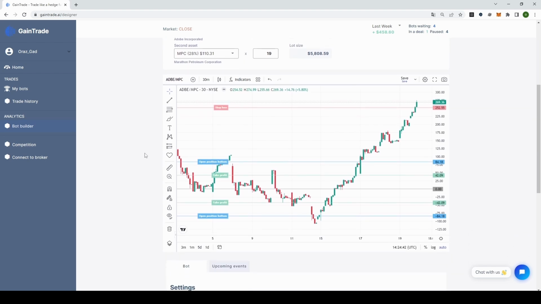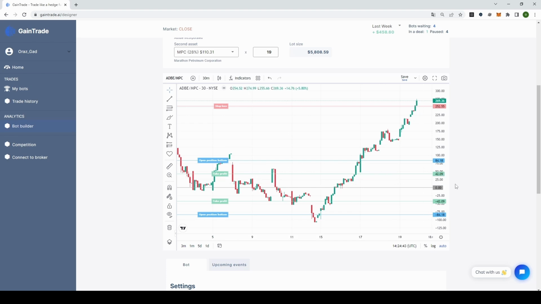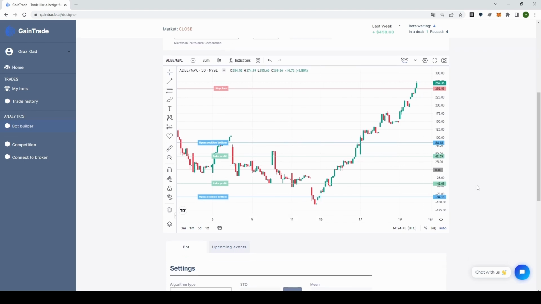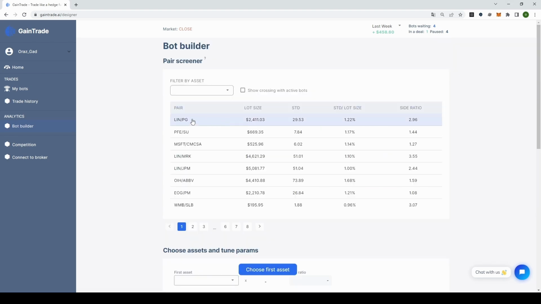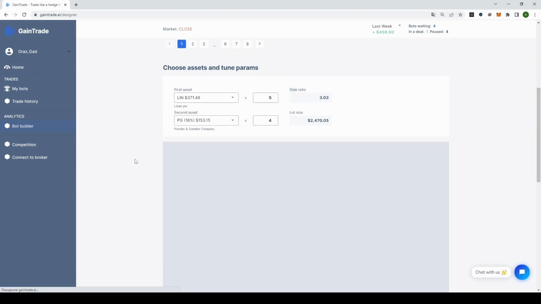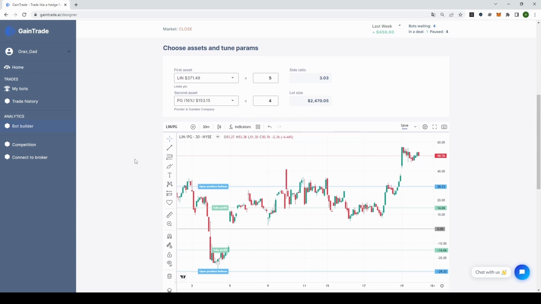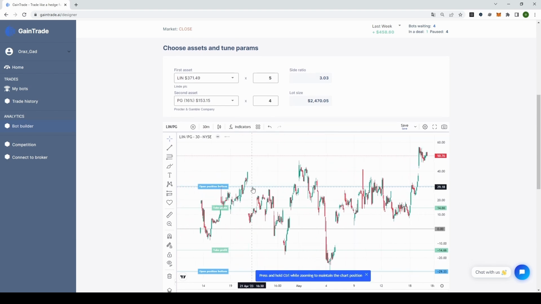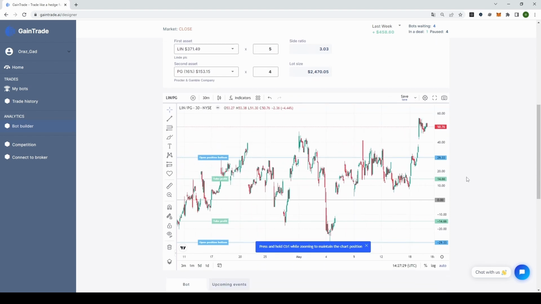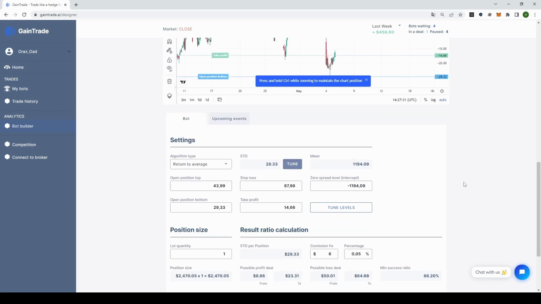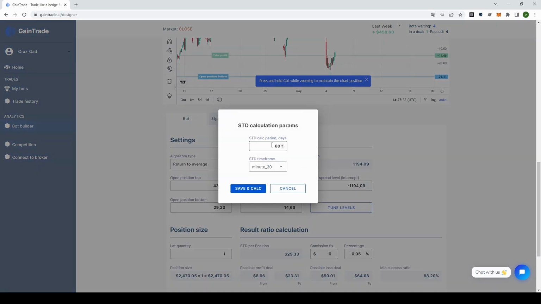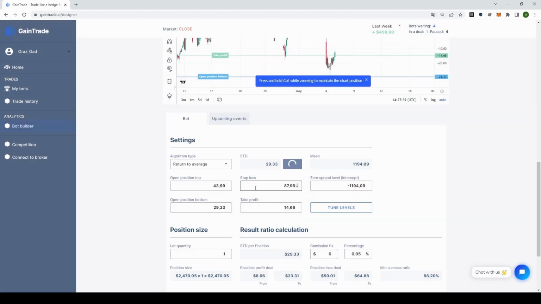It's possible to have such scenarios where the correlation may not necessarily be within the same sector. Let's pick a pair suggested by our pair screener. In this case, it's Lindell, which has a high correlation with Procter & Gamble Company. If we focus on this time interval and look at the tune, we can see that the calculation parameters are based on a 60-day period with a 30-minute time frame. This is the optimal period for selecting this pair.